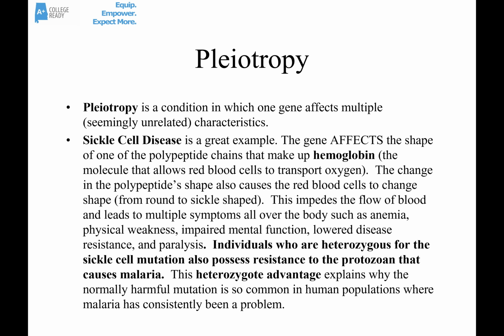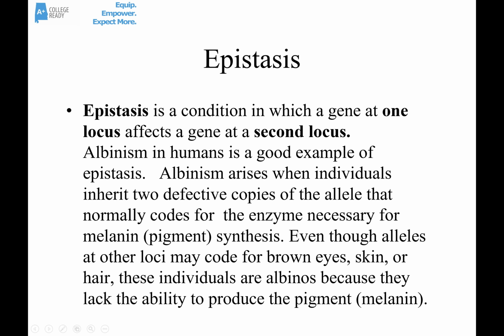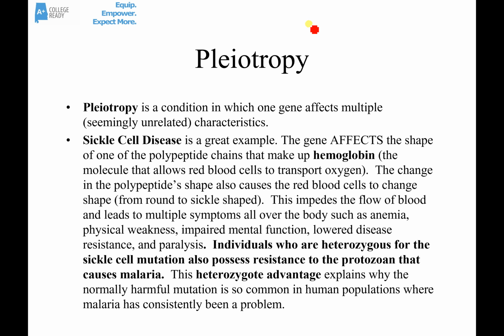Let's use H for the normal hemoglobin gene. So individuals who are big H, they have normal hemoglobin. They don't get sickle cell anemia. But what they might end up getting is they might contract malaria and die of malaria. Individuals who are little h, they end up with sickle cell anemia, which is deadly itself, at least before we develop treatments for it.